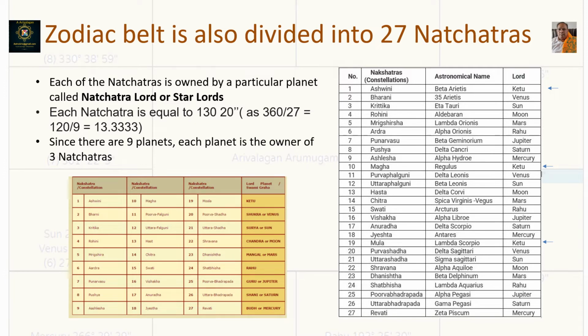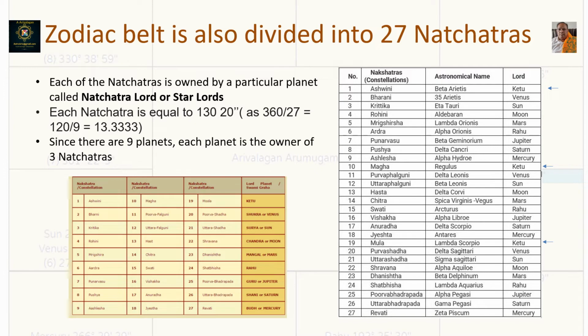The same thing I presented here, how each Lord owns 3 Nakshatras. If you see on the right hand side, Ketu owns Ashwini, Magha and Moolam. In the left hand side table also you see Ashwini, Magha, Moolam belong to Ketu. For easy understanding, I have condensed the right hand side table to the left hand side table. So this is how the lords are allocated to the 27 Nakshatras.